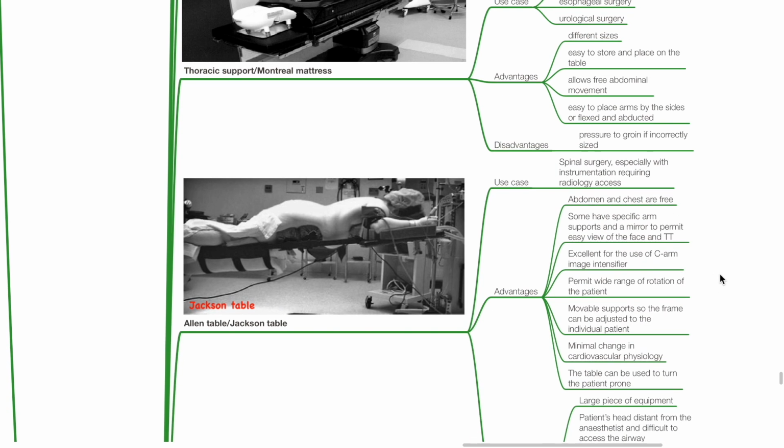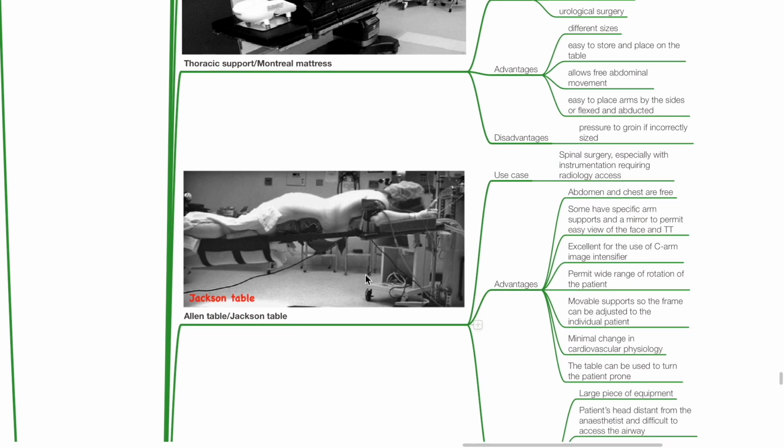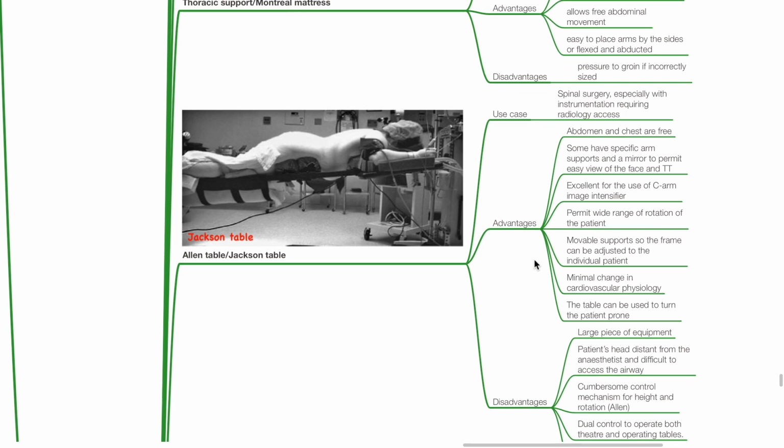The Allen table or Jackson table. Use case: spinal surgery, especially with instrumentation requiring radiology access. Advantages: the abdomen and chest are free. Some have a specific arm support and a mirror to permit easy view of the face and tracheal tube. It is excellent for the use of the C-arm image intensifier. It permits a wide range of rotation of the patient. Movable supports allow the frame to be adjusted to the individual patient. There is minimal change in cardiovascular physiology. The table can be used to turn the patient prone.